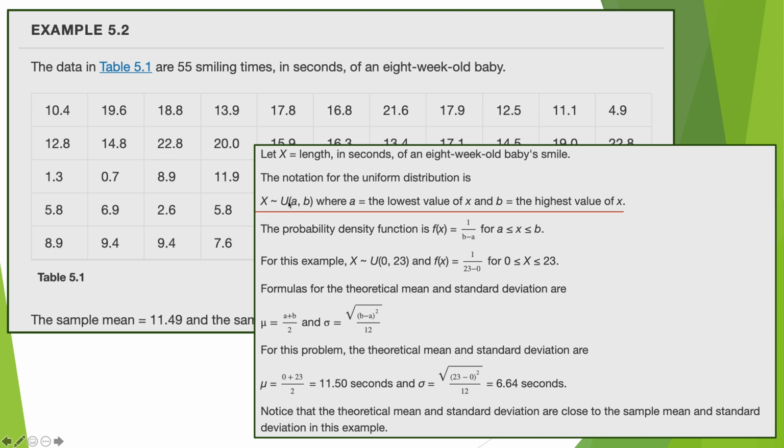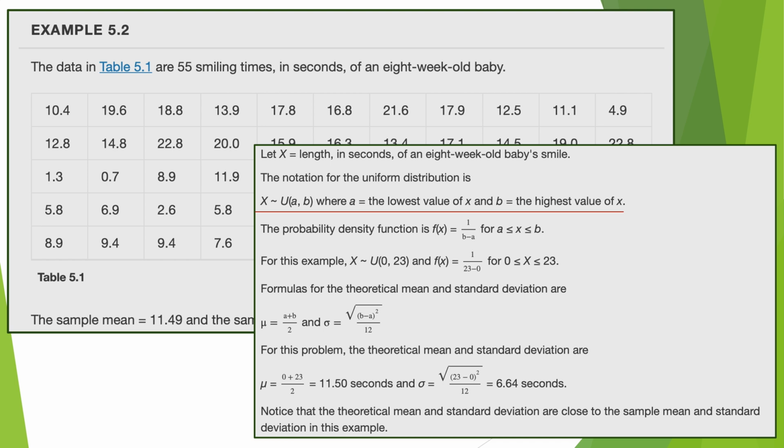Emphasis on the fact that X being uniform distribution is pretty much the same thing as saying it's the uniform distribution of the lowest value to the highest value. In this particular problem, reading off that chart, I get from 0 to 23. So the probability will be 1/23, and then the length would go 0, 1, 2, 3, all the way up to 23.